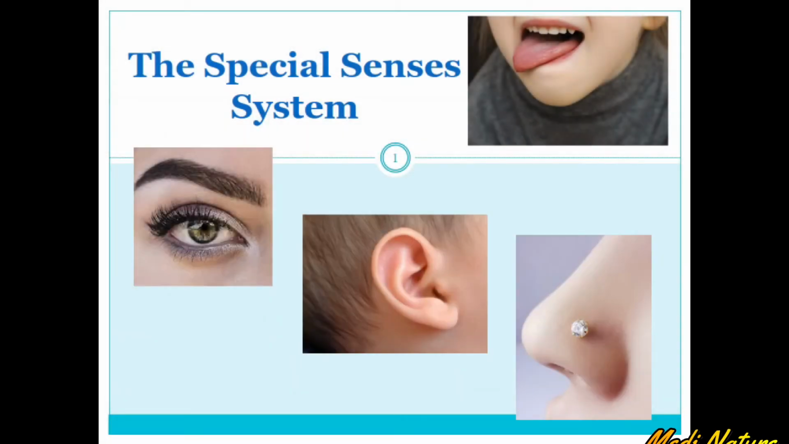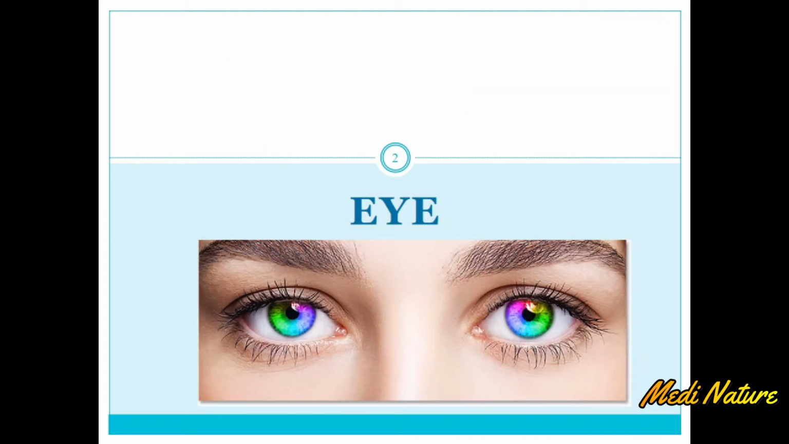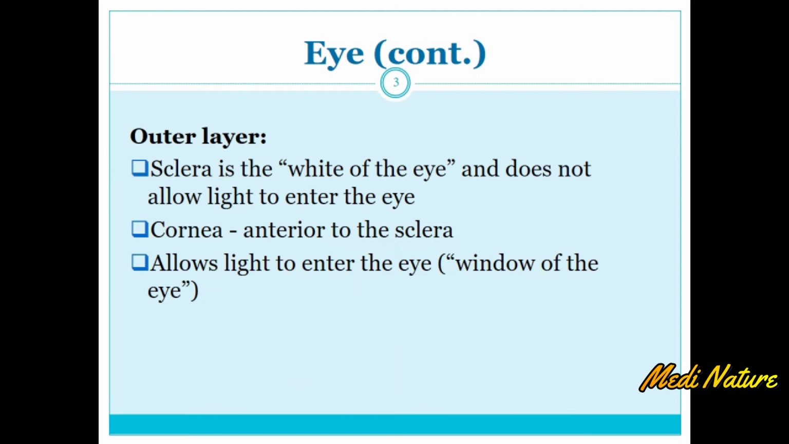The second part of the lecture on the special senses. Now we are going to talk about the eye. When we are considering the anatomy of the eye, there is a rounded wall of the eye. This wall consists of two main layers, the outer layer and the inner layer.